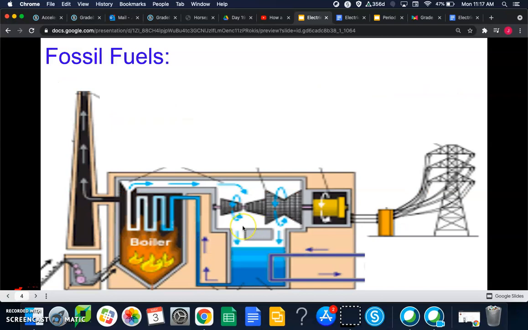Okay, so this is roughly how all fossil fuel plants work. Really, it doesn't matter what kind of fossil fuel you're using. So whether it's coal or oil or natural gas, they basically all work the same way. The only thing that's different will be this part down here, how the fuel is fed into the boiler. But other than that, they all basically use the same technology.